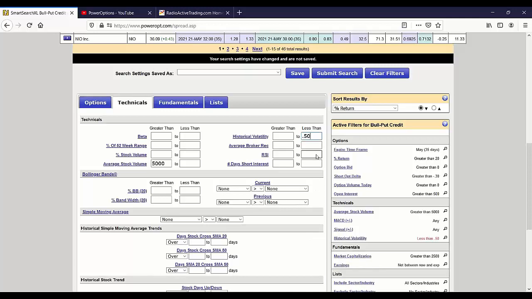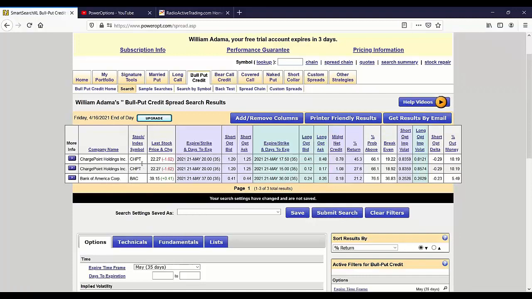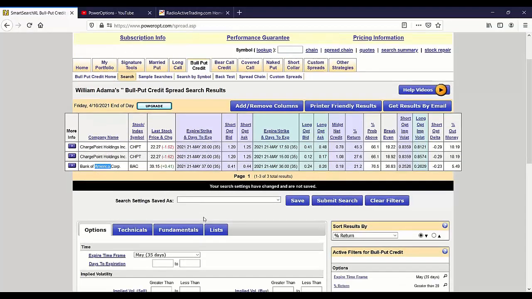Let's just do that. I'm going to look only for stocks that have historical 50-day volatility less than 50%. We put that in as 0.50. Okay, so we only have 3 now. ChargePoint Holdings, Bank of America.